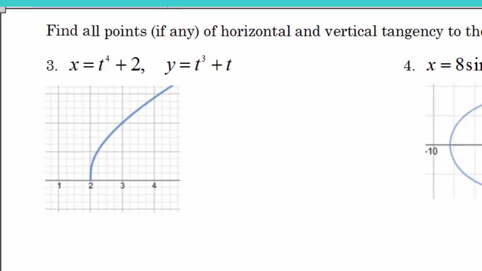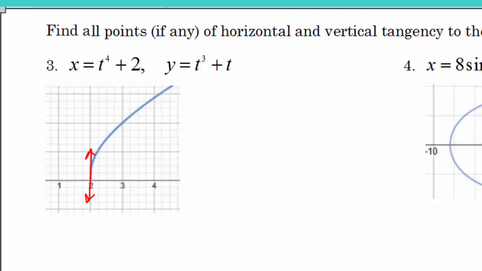I've used a graphing utility to allow us to look at the graph of this parametric function. Do you see any possibilities where we would have a horizontal tangent line? I don't. But do you see any possibilities of a vertical tangent line? I think so. Probably right here. Let's do the calculus and confirm that.